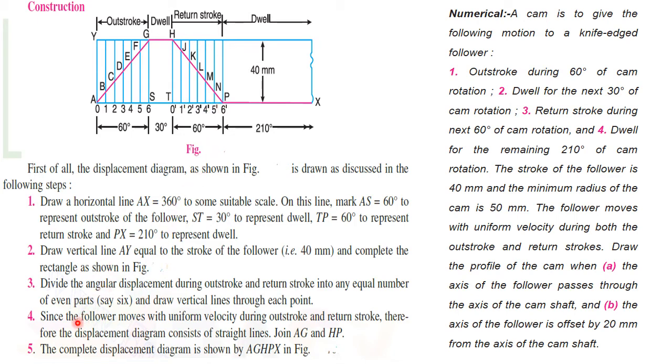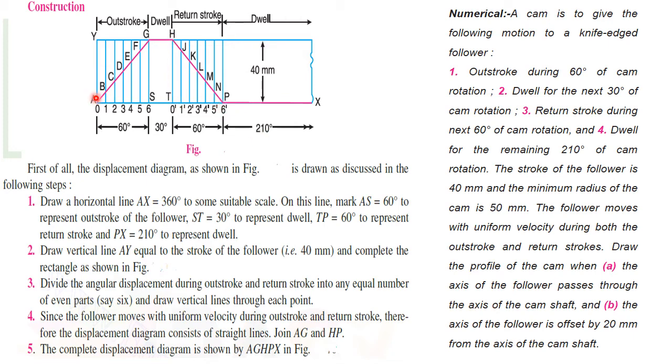After that, since the follower moves with uniform velocity, by the question, follower moves with uniform velocity during outstroke and return stroke. Therefore, the displacement diagram consists of a straight line. Here we have joined A to G, G to H, after that S to P.